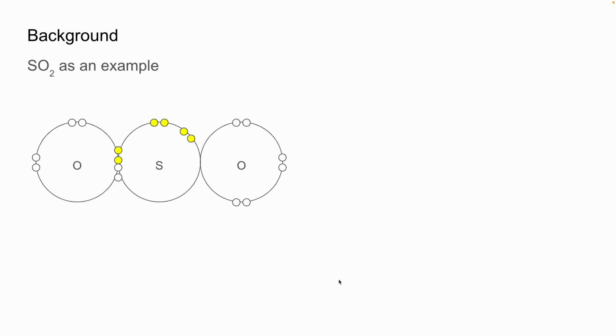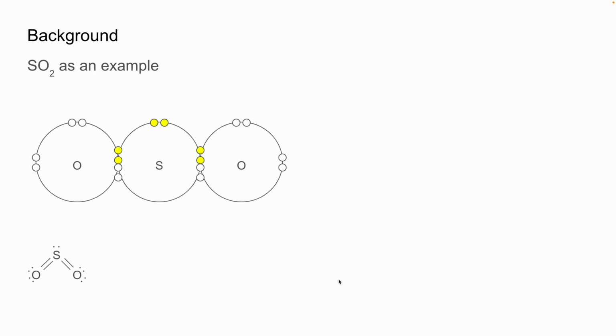Oxygen's now got its full octet. We do the same on this side. Again, oxygen's got its full octet. Sulfur has got an expanded octet, and that's because it's in the third period, it's got available d orbitals. Here is what that looks like.